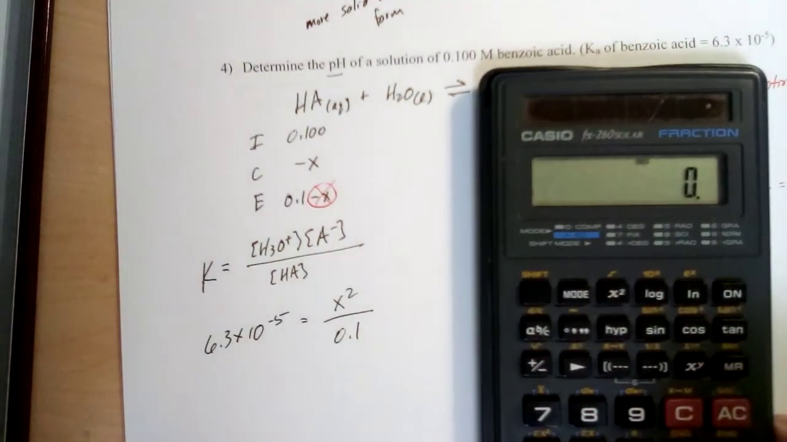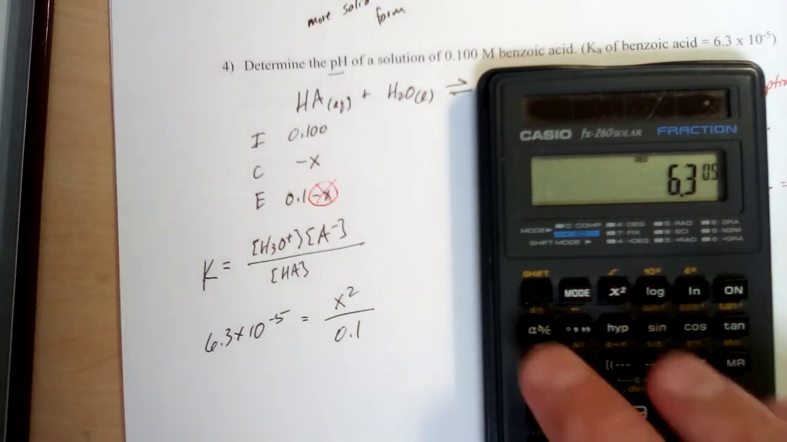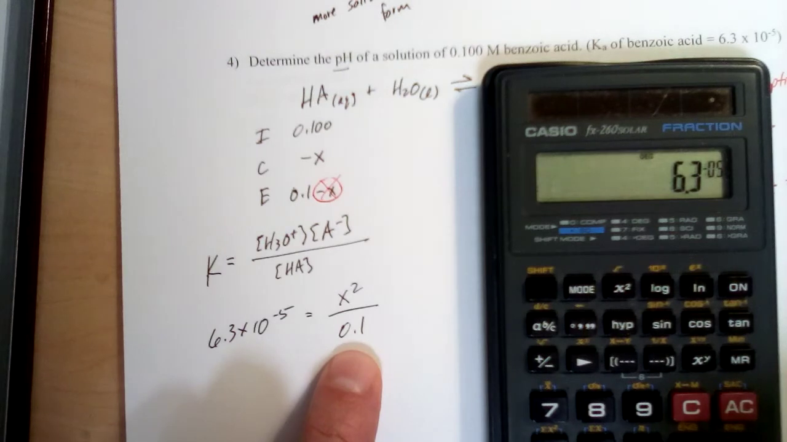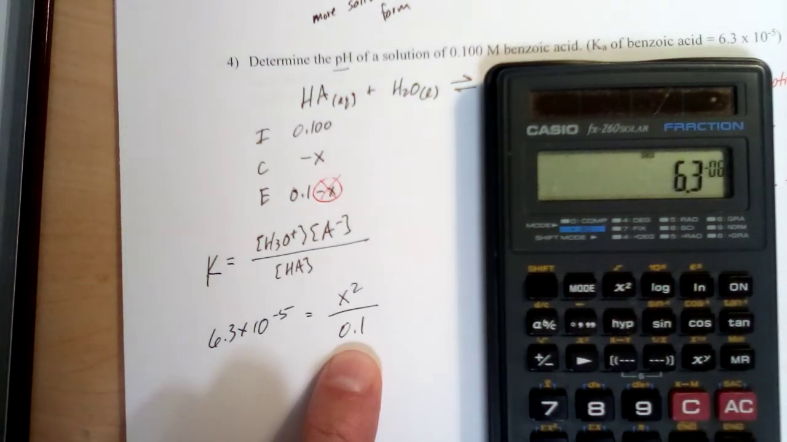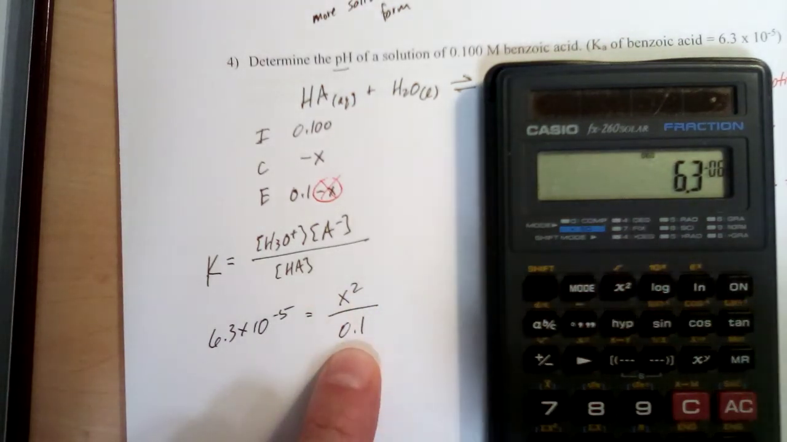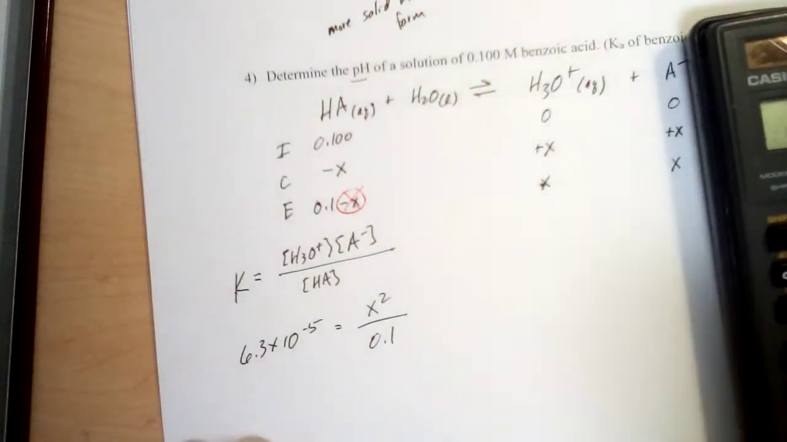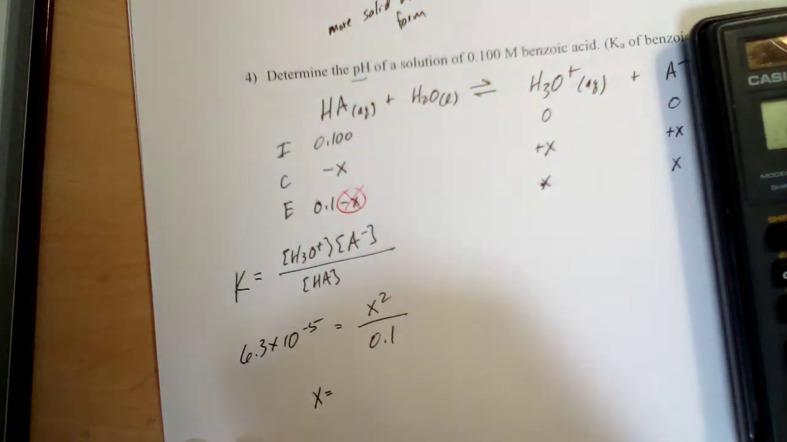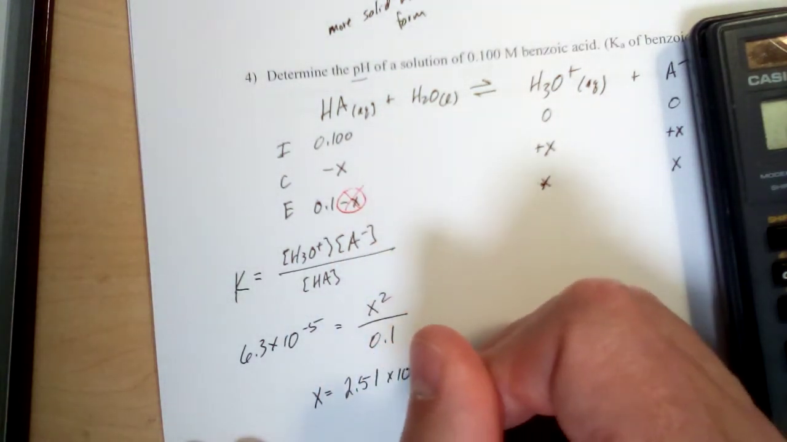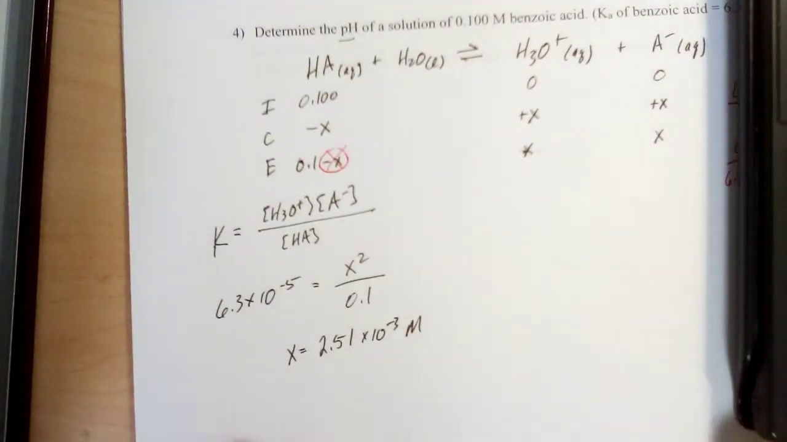So we can solve this equation for x in a pretty straightforward fashion. If I take the 6.3 times 10 to the minus fifth and multiply both sides of the equation by 0.1, that would give me 6.3 times 10 to the minus sixth equals x squared. Take the square root of each side, and that's x. So I'm just going to take the square root of that answer, and that'll be x. So x is 2.51 times 10 to the minus third, right? And that's concentration, so that's a molarity.